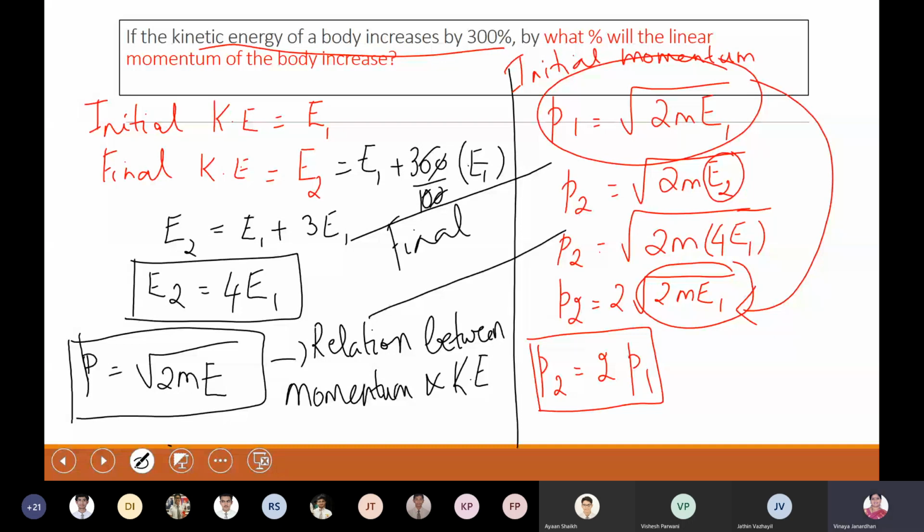Ma'am, in terms of percentage, we have to write 100%. Yeah, it increases by 100. I'll come back, let this get completed. So P2 will be your final momentum. So you complete this, boys, then we'll go for the next.